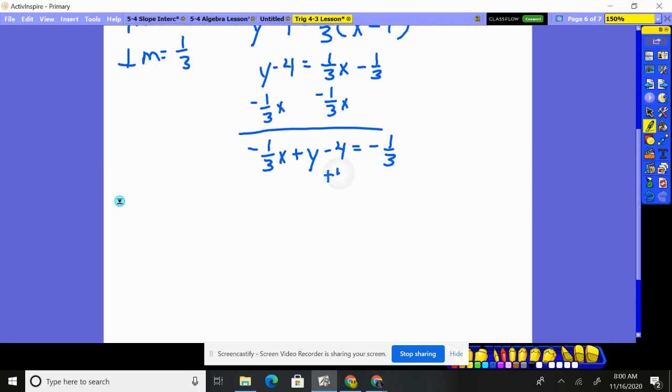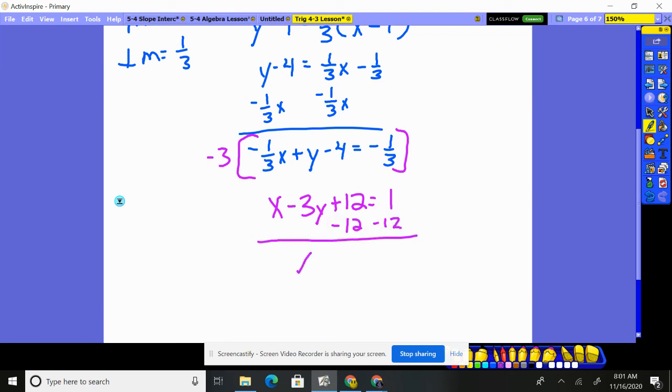Move my 4 over, so let's add 4. You know, it might be smarter to go ahead and clear out these fractions first, because when I move 4 over, you're going to get 3 2/3. But we don't want that. Let's get it cleaned up first. Let's multiply through by a -3 so the x is positive. -3 times 1/3 makes x positive. -3 times the y is minus 3y. -3 times the minus 4 is plus 12. And -3 times the negative 1/3 is positive 1. Now I simply subtract 12, and I'm going to have my answer. And there you have it.